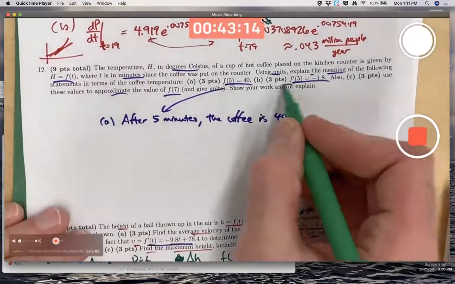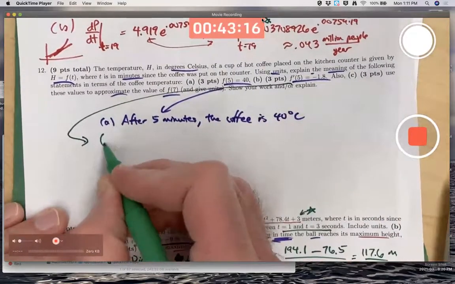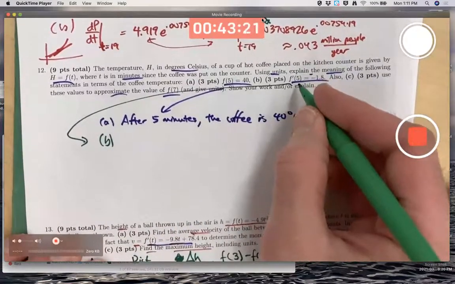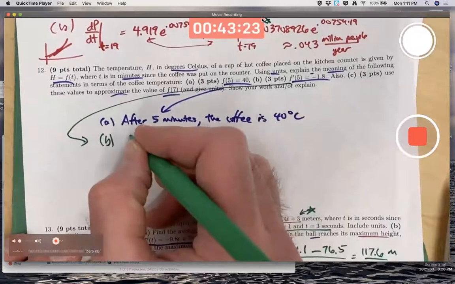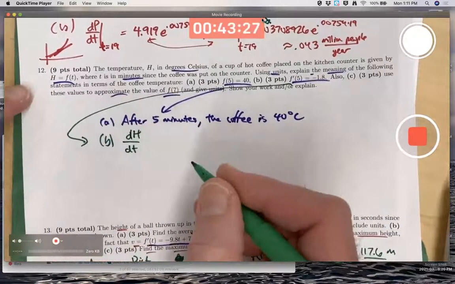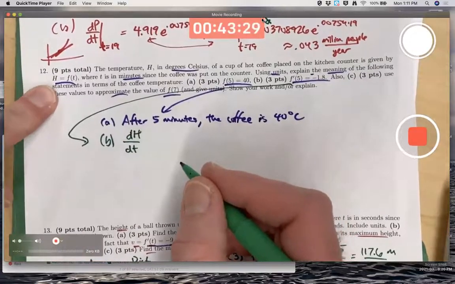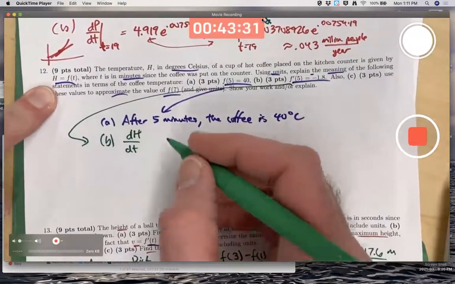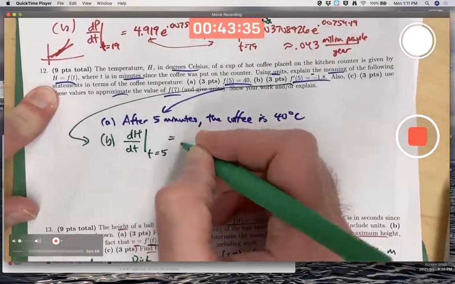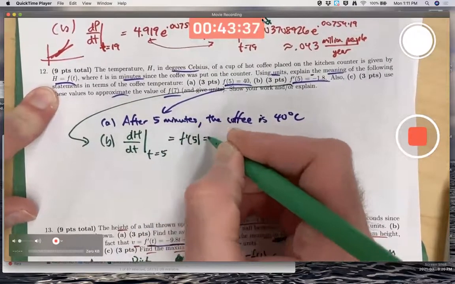What about the rate of change? This is using function notation, f prime of 5. I can also write this with Leibniz notation. dh dt is what it would be, right? Because h is the dependent variable, t is the independent variable. Evaluated at t equals 5 is the same as f prime of 5 is negative 1.8.